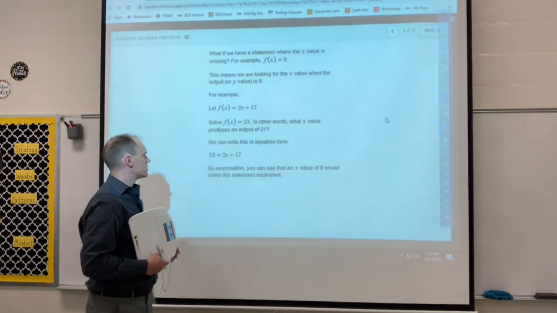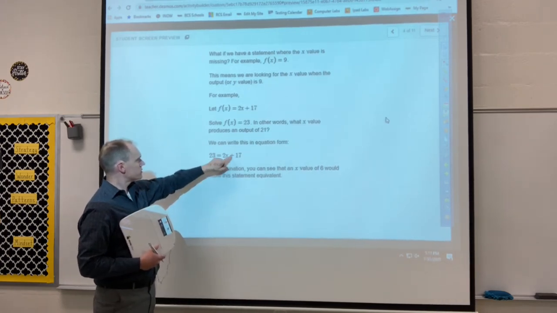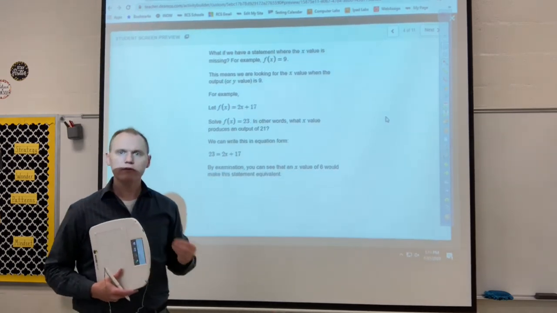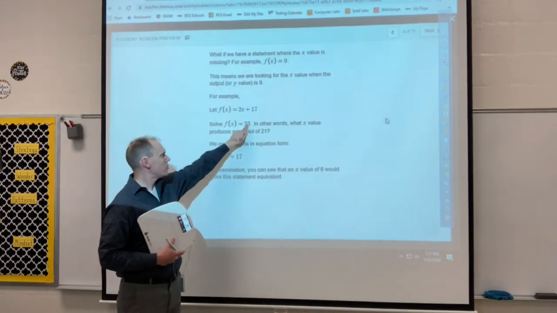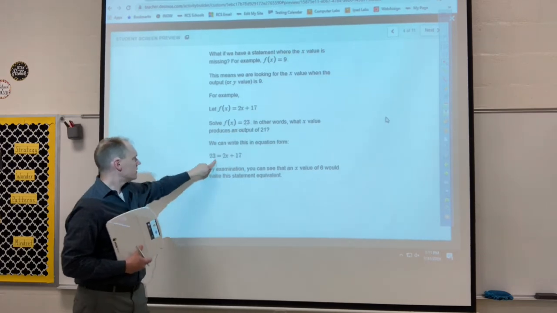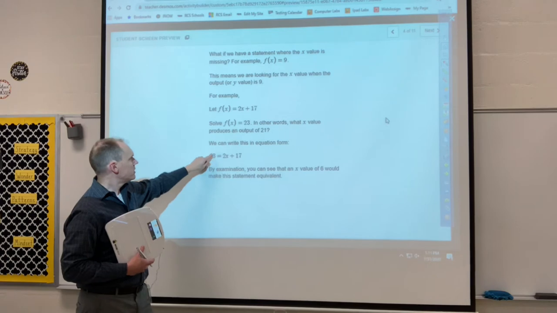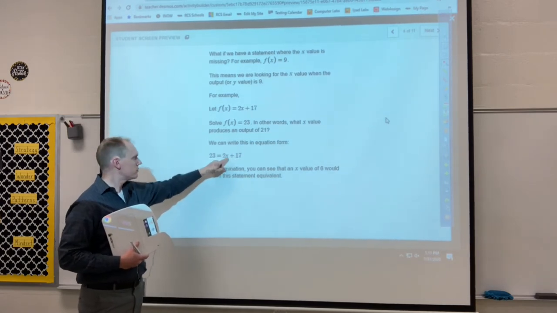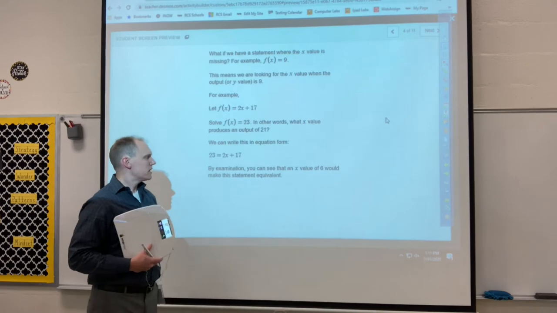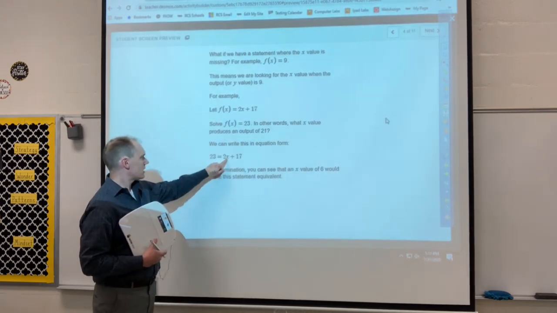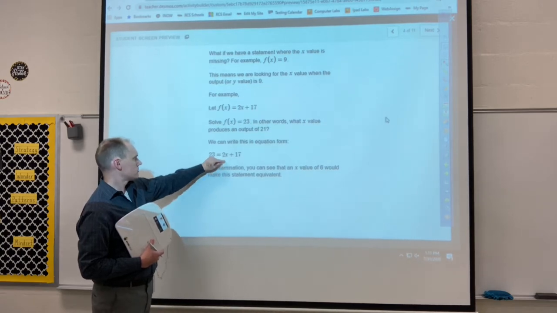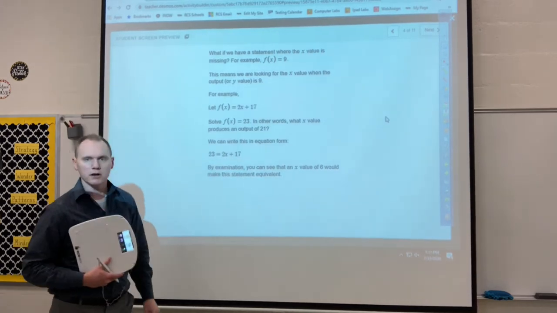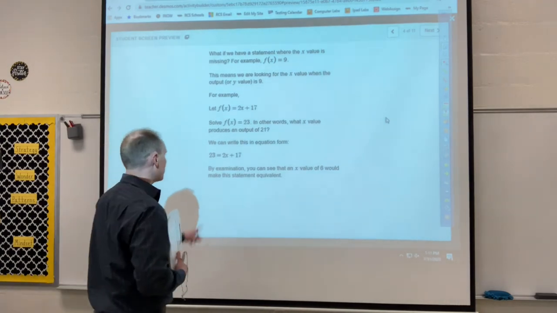We can write this in equation form. So we're just writing this in a different way: what value of x could I put into the function that would output 23? So f of x is kind of like your y value, right? So it's the output. So if f of x is the output and it's equal to 23, then we can put it in for that over here. So when we're missing the x value and we have what it's equal to, we can just solve the equation for that missing value. All right, so by examination, you can see the x value of 6, right? 2 times, actually it would be 3, wouldn't it? Yeah, 3. Because 2 times 3 is 6, plus 17 is 23. So an x value of 3, not 6, would make that.